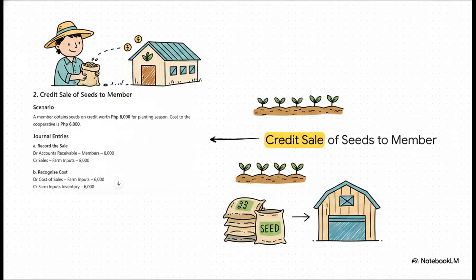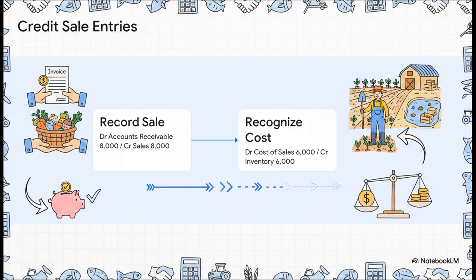Now let's twist it. What if it's a credit sale? This is incredibly common in farming. Say a member needs seeds worth 8,000 pesos for the planting season, but they are buying on credit. The cost to the cooperative to acquire those seeds was 6,000 pesos. Remember that golden rule of accrual we talked about? Here it is in action. We recognize the income because it is legally earned the moment we deliver the seeds, even though we haven't seen a single peso of cash yet.